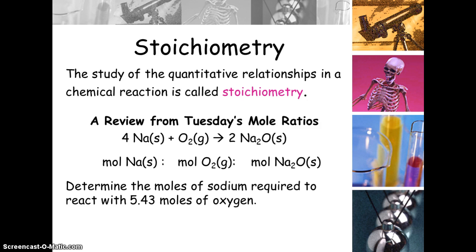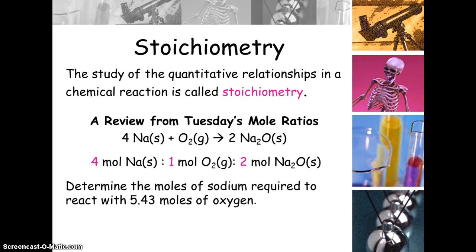So the goal of stoichiometry is to be able to convert from the amount of one compound to the amount of another compound. Yesterday we talked about converting from moles of one substance to moles of another. Now we're going to add mass, and we're going to talk about how you can go from the mass of one substance to the mass of another substance.